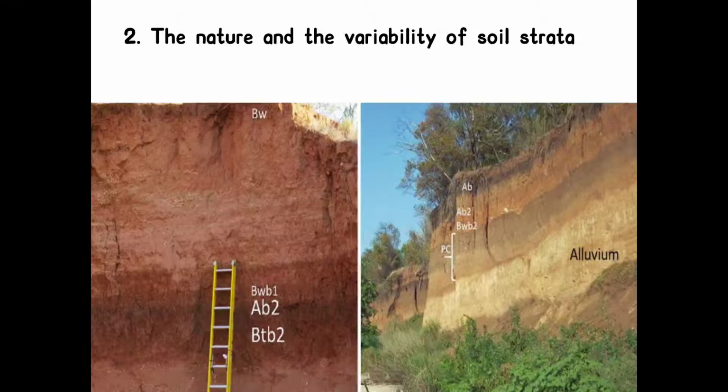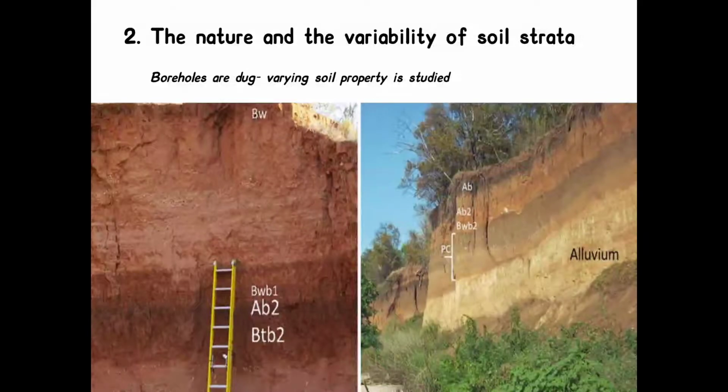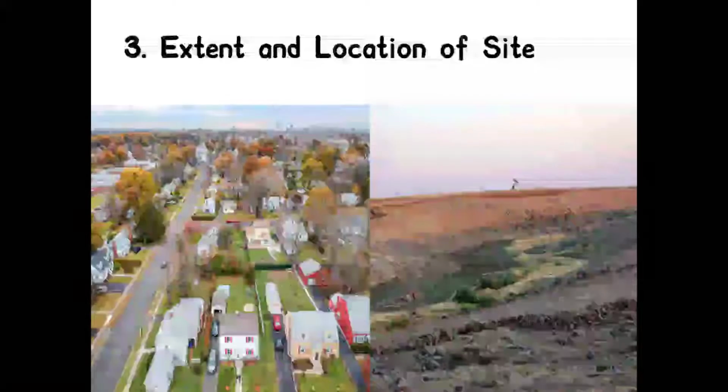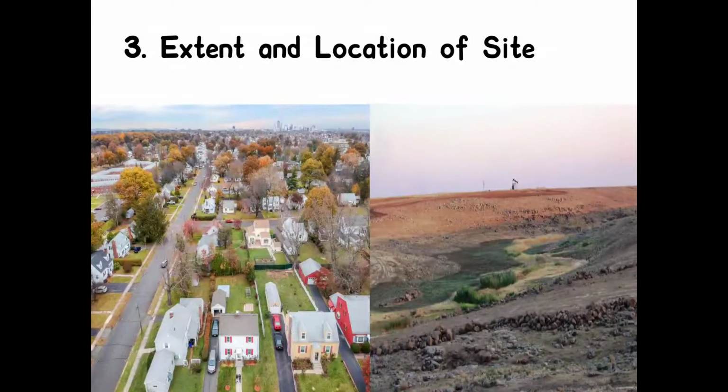Next, the nature and the variability of soil strata. The underlying soil can be varying or it can be uniform throughout. To understand that, boreholes are dug out. Now, if the soil variation is more prominent, more boreholes will be dug out to study the varying properties of the soil. Next, extent and location of site. If the area of the site is more, the study will be more. Now, if the site is located in already developed land, the extent of the study will be less.